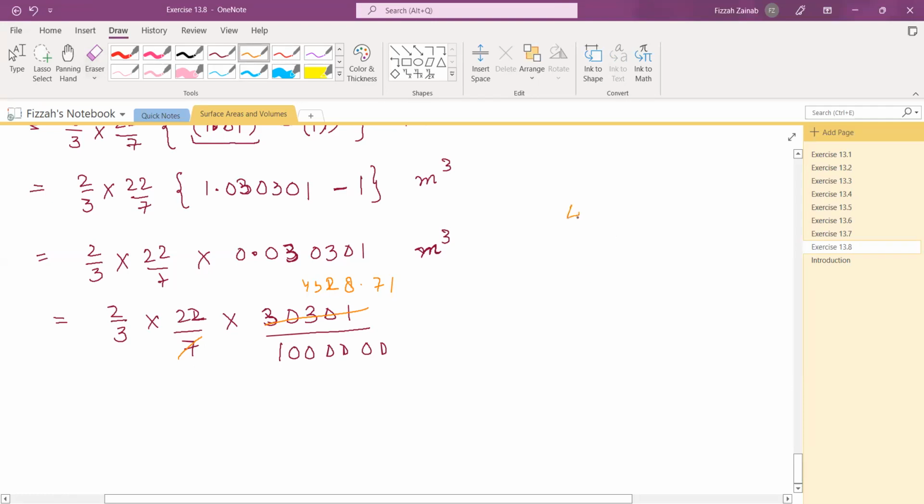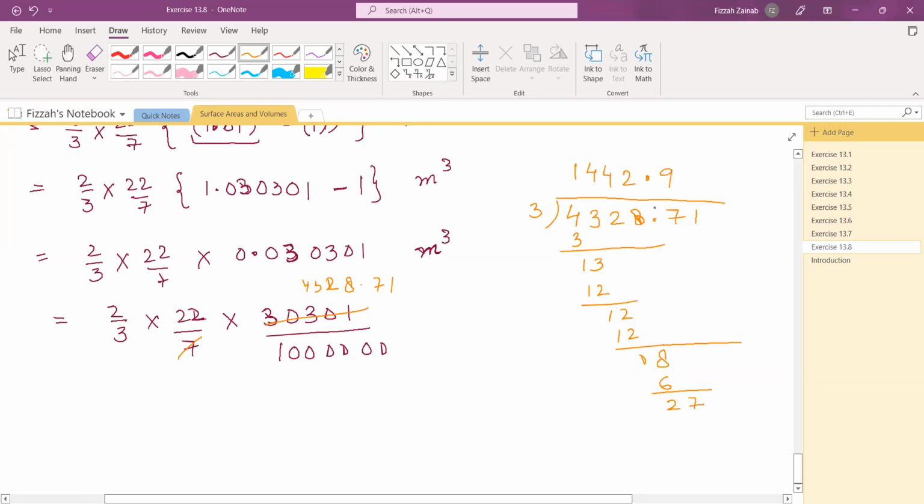Now I have 4328.71. Now I have to divide it by 3. So 3 into 1, okay. 3 into 4 is 12. So 3 into 4 is 12, 0, and then 8. So 3 into 2 is 6. Then 2, and then I'll put a point, right? And then 7. So 3 into 9 is 27.